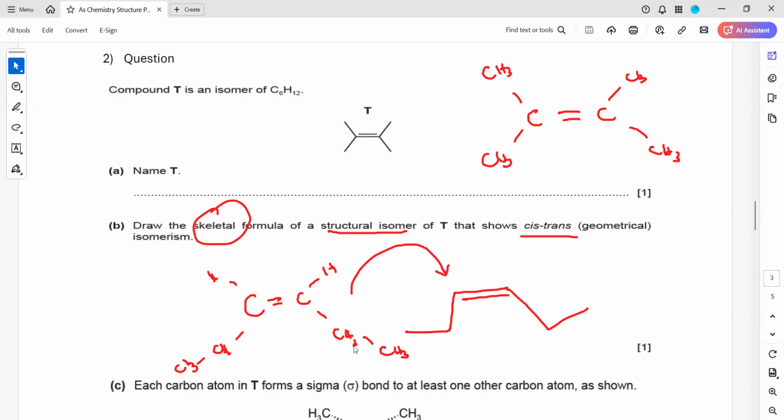I can also change this. For example, let's say I can draw in the same way. I can draw this. Yes, Ghulam, you have a question?